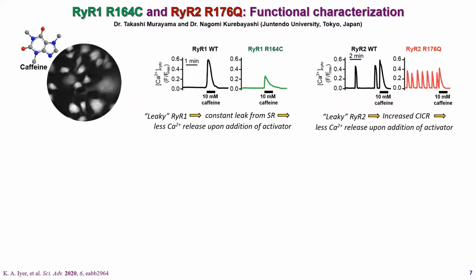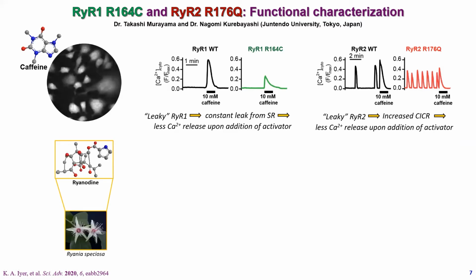Our collaborators, Dr. Murayama and Dr. Kurebayashi from Japan, generated the stably expressing cell lines for both the NTDA mutants, and they also functionally characterized them. Upon addition of an activator such as caffeine, there is a release of calcium from the SR via the RyR, by activation of the RyR, and this is seen when the cells light up. For both mutant RyR1 and RyR2, the amount of calcium released was significantly lower than their wild type counterparts, and this is indicative of a depleted SR store.